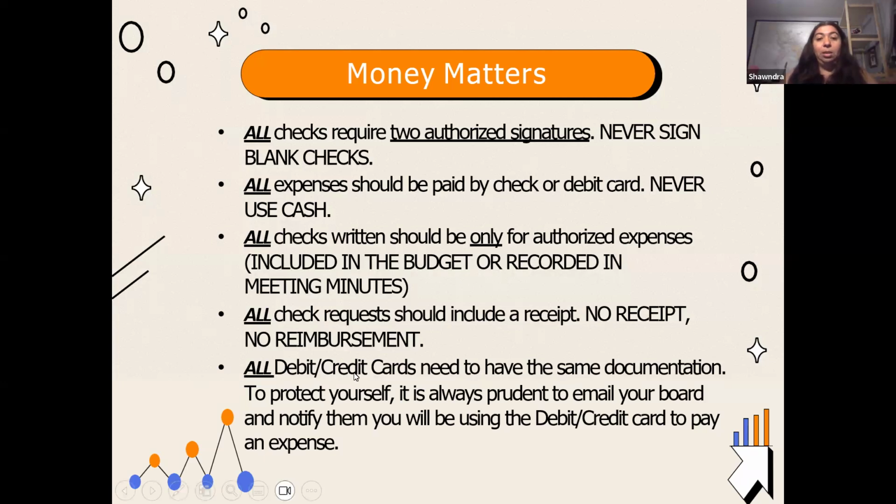So all debit and credit cards need to have the same documentation. And I run into this myself sometimes. It's like, oh, the checking account has that monthly debit card purchase for this and that. So it's easy to forget to do the documentation that you need to do, just like any other expense. So protect yourself. It's always prudent to email your board and notify them when you're going to be using the debit or credit card to pay an expense. Amy's always shooting me a message saying, hey, I'm using the card for this, which is already authorized, but she's letting me know that's going on. So it's a good idea. Keep everybody in the know.